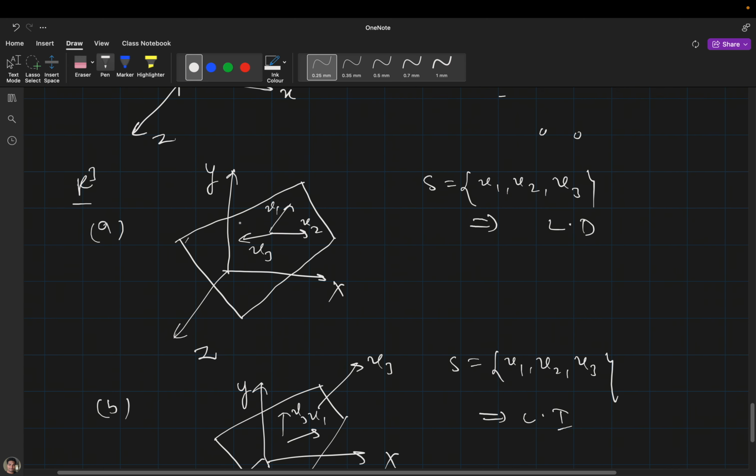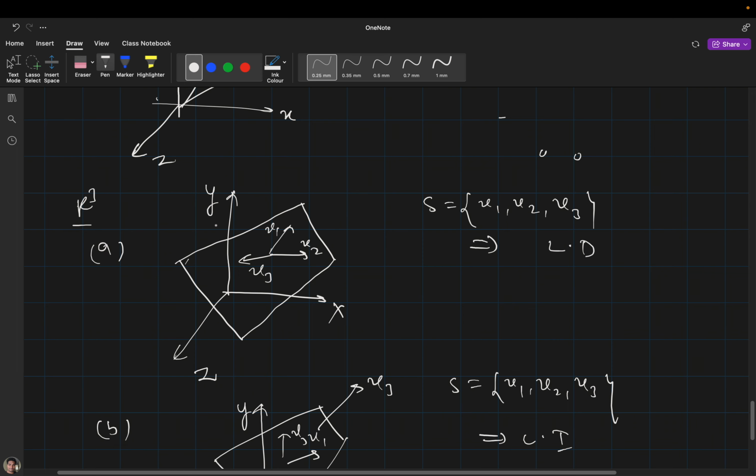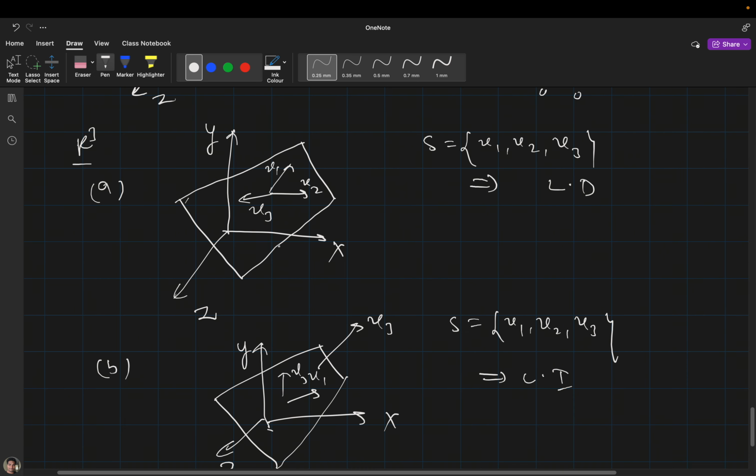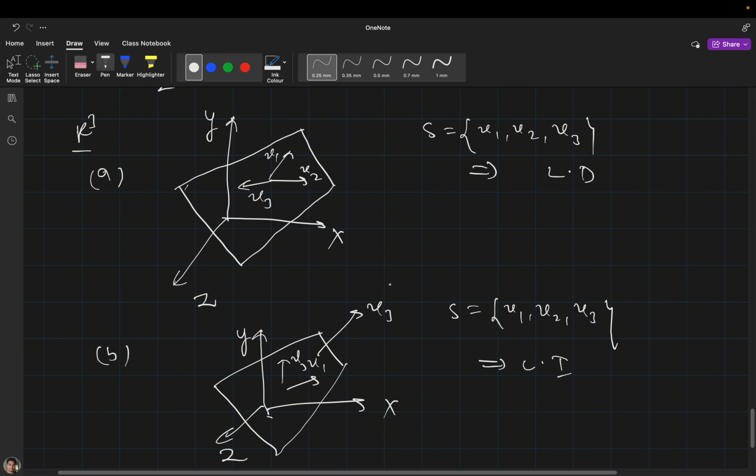You can see that. Tell me, if v3 is the cross product of v2 and v1, will it be linearly dependent? If v3 is a cross product, then what does it mean? A cross product doesn't mean it will be a linear combination of these two. Cross product is a different thing. The vector E3 is the cross product of E1 and E2, but E3 cannot be expressed as a linear combination of E1 and E2. The E3 vector or cross product will always be out of the plane. Okay?